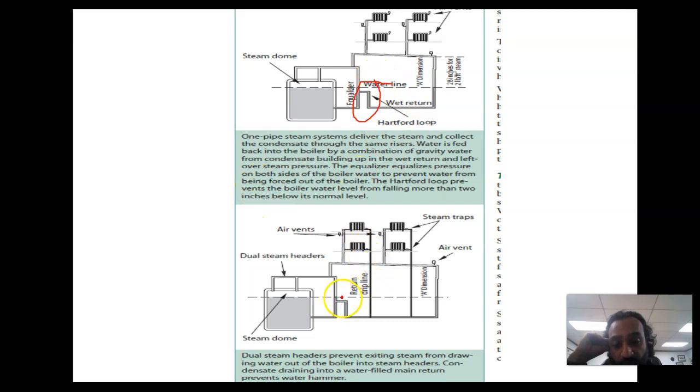The Hartford loop is one of them, to maintain the water inside your steam boiler in case you have a blowback. Also, you want to have a low water cutoff if the system has some kind of leak. You want to be able to shut down the system and prevent it from working when there is a leak going on.